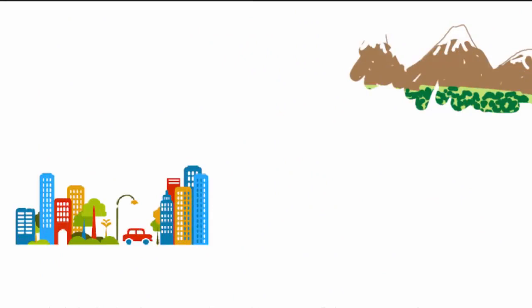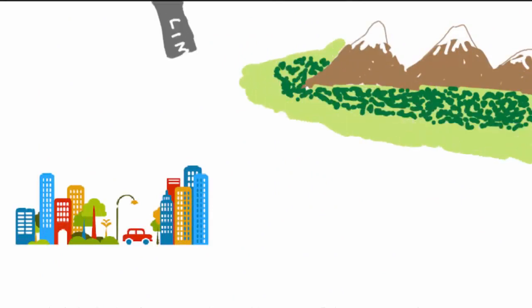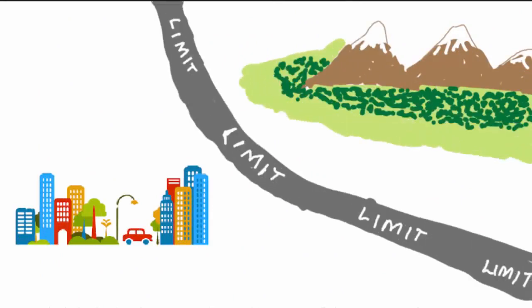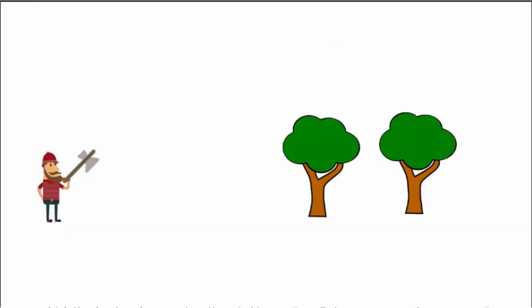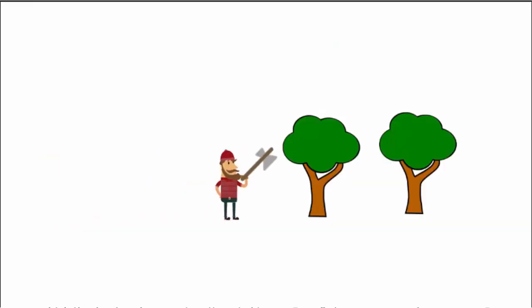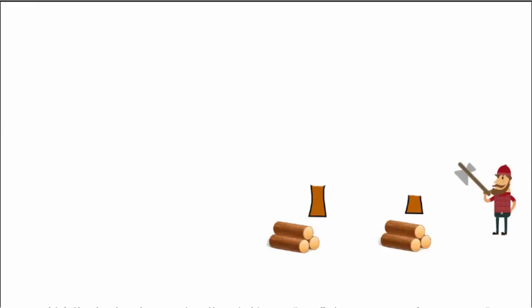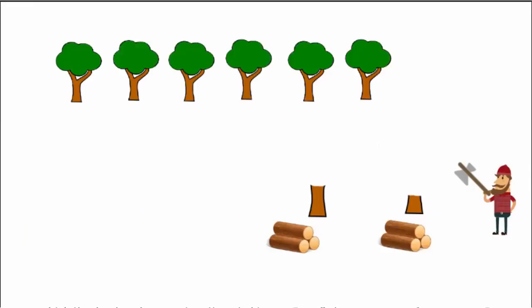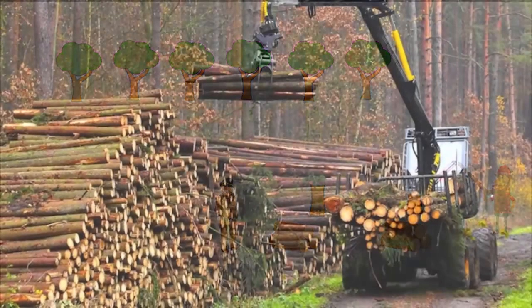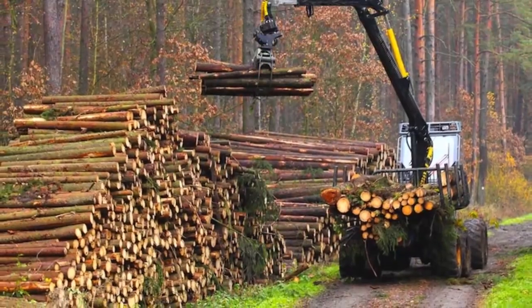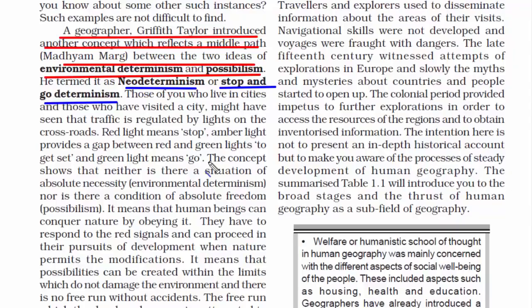So what he means by this theory is that possibilities can be created within the limits which do not damage the environment, and there should be accountability. For example, if your company cuts down trees for wood, for every tree that you cut down, you must plant a tree. And further, there should be a check by some authority on overutilization of resources. There should be some sort of accountability for the damages that occur. I hope you are now well aware of all the three geographical theories. Go through it once more to get a better grip of it.